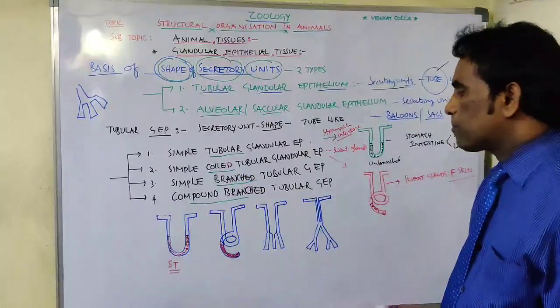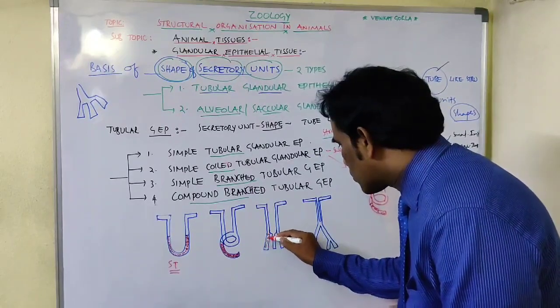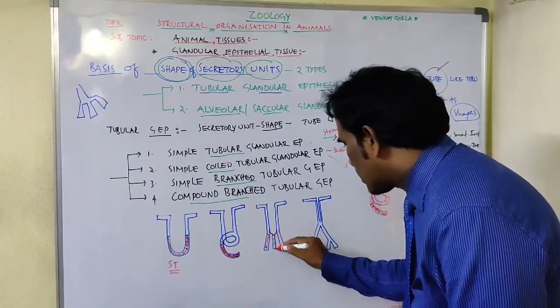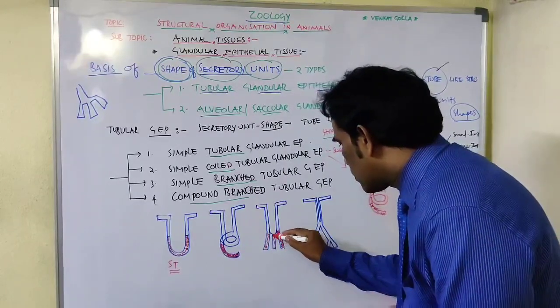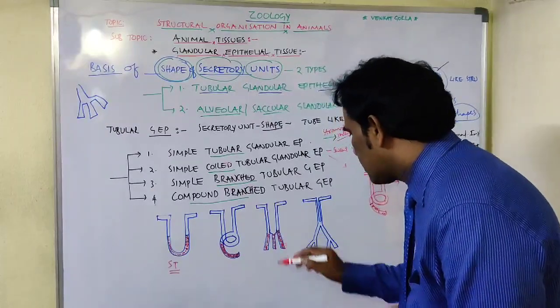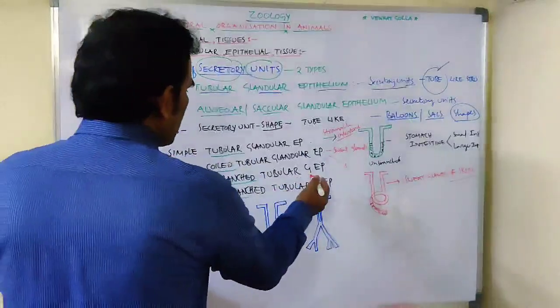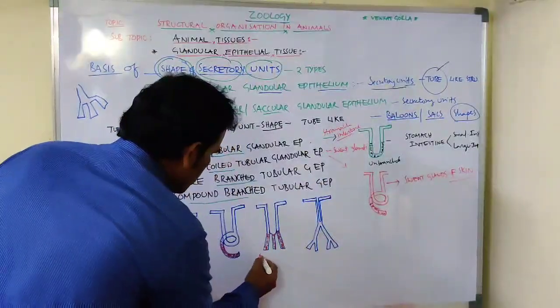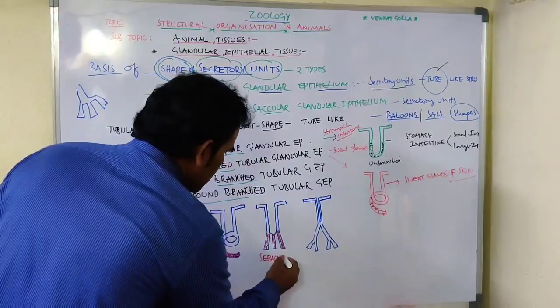And coming to the simple branched, this is branched tubular glandular epithelium, the simple branched tubular glandular epithelium. This can be seen in the sebaceous glands. Its location is the sebaceous glands.